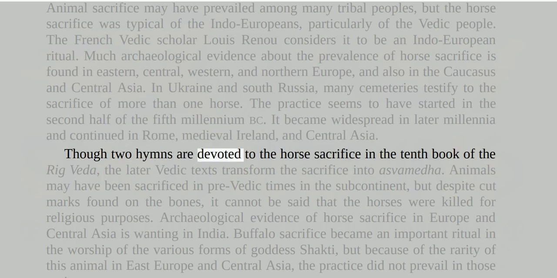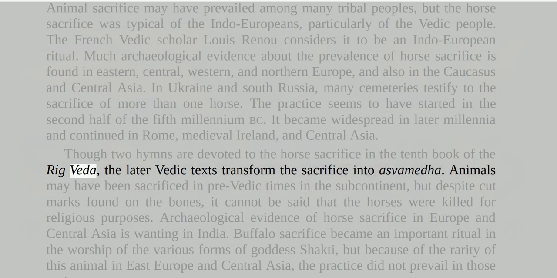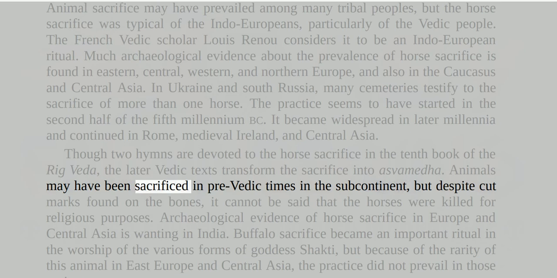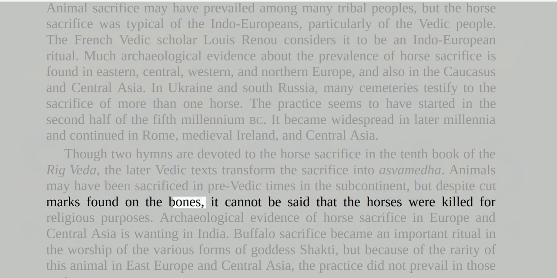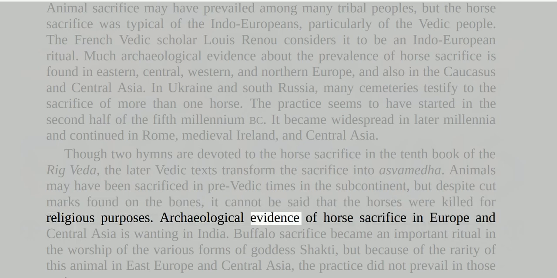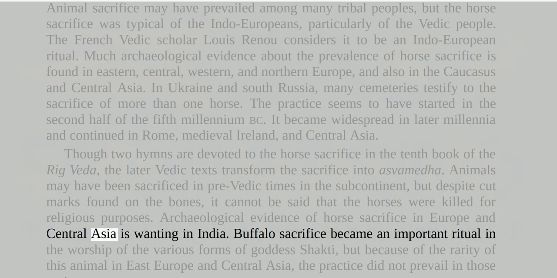Though 2 hymns are devoted to the horse sacrifice in the 10th book of the Rig Veda, the later Vedic texts transformed the sacrifice into a Swamda. Animals may have been sacrificed in pre-Vedic times in the subcontinent, but despite cut marks found on the bones, it cannot be said that the horses were killed for religious purposes. Archaeological evidence of horse sacrifice in Europe and Central Asia is wanting in India.